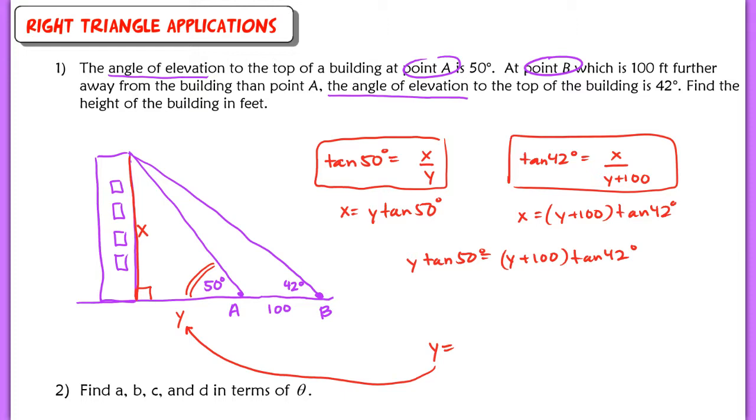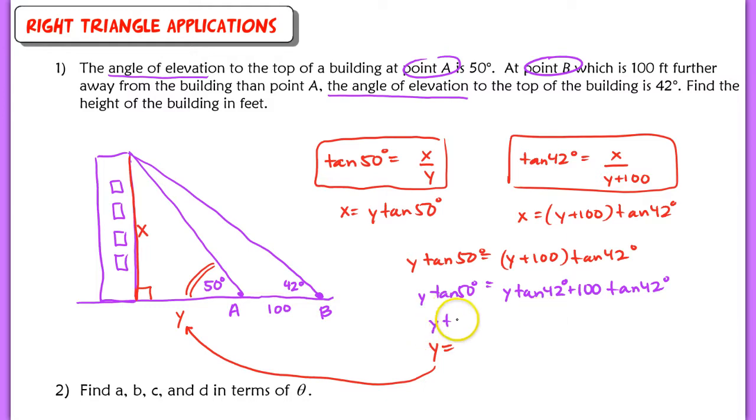Now this algebraically is kind of tough, I think, for some students to see. We end up distributing here, so we have Y times the tangent of 42 plus 100 times the tangent of 42. And then that equals Y times the tangent of 50 degrees. Alright, I want to collect my Y's to one side. I know that this looks strange, but this is just a number, and so is this. So when I try to collect like terms here, I can move those to the same side.